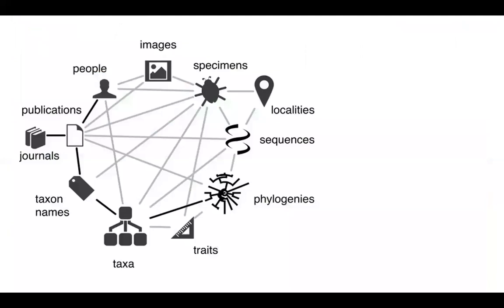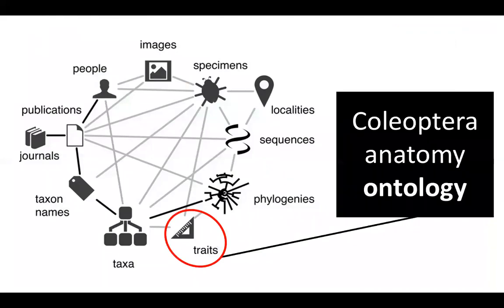Going back to our biodiversity knowledge graph, we can argue that one of the weakest links, at least for entomology and perhaps for most invertebrates, is our ability to process information about traits, and more specifically, phenotypic traits. So here is where the Coleoptera anatomy ontology project comes into play. The main goal of the project is, of course, to produce the anatomy ontology for beetles. But what is an ontology and how is it going to help fix this weak link?